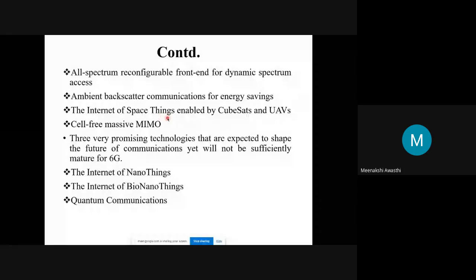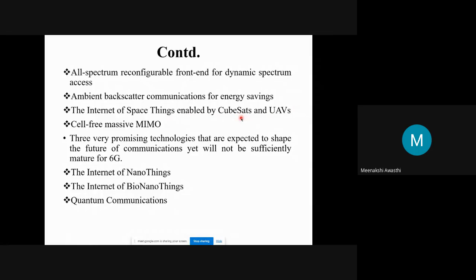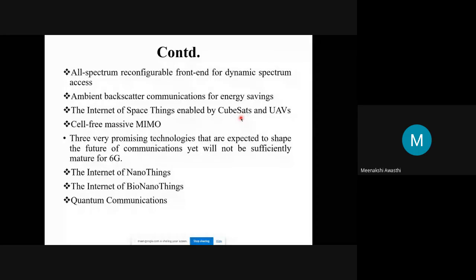I mean, you must have heard about the Internet of Things, but here in 6G, you will be discussing a few new versions or advanced versions of IoT. So the first version is the Internet of Space Things. The Internet of Space Things will be enabled by CubeSats and UAVs. What is this CubeSat? A CubeSat is nothing but a cubic satellite.